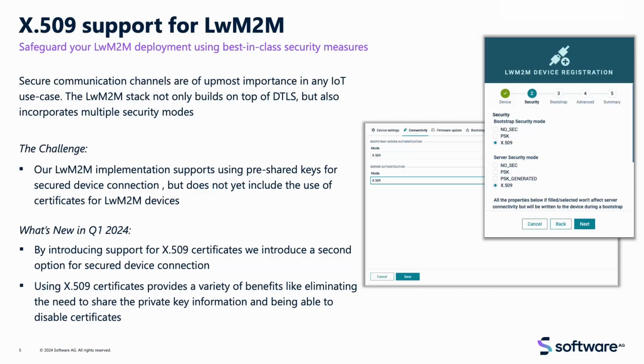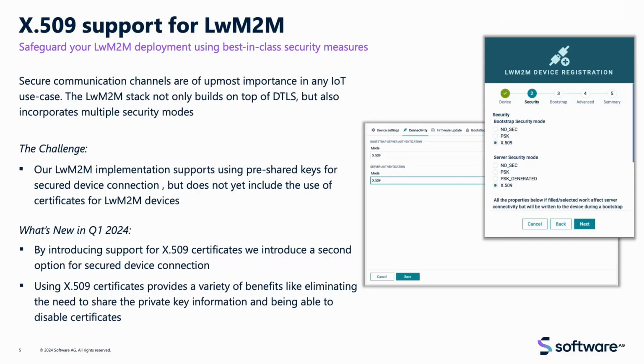Our next topic is the X509 certificate support for devices communicating via Lightweight M2M. Secure communication channels are of course of utmost importance in any IoT use case. The Lightweight M2M stack not only builds on top of DTLS, the UDP equivalent to TLS, but also incorporates multiple security modes to provide an additional security layer. Until now, we only supported the use of pre-shared keys, but now we have introduced X509 certificates as a second option.